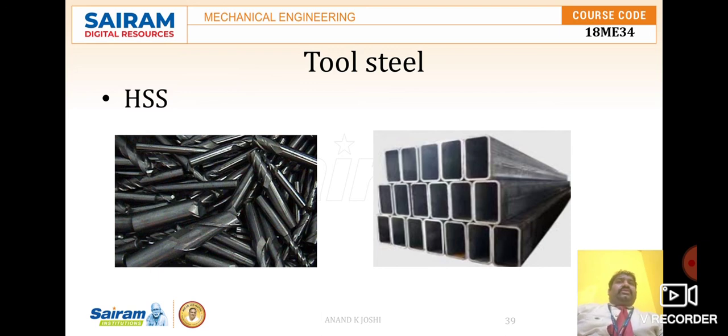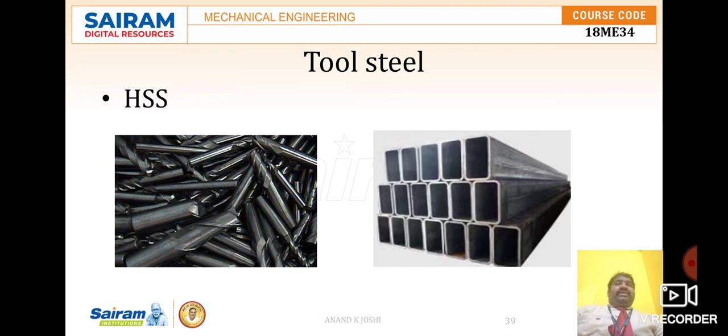So this composition is considered: HSS contains tungsten, molybdenum, chromium and vanadium in suitable proportions to make this HSS steel. And there are two types: T type and M type of HSS. So in T type, 18-4-1 is in common use, containing 18% tungsten, 4% chromium, and 1% vanadium, in addition to carbon of 0.7%.